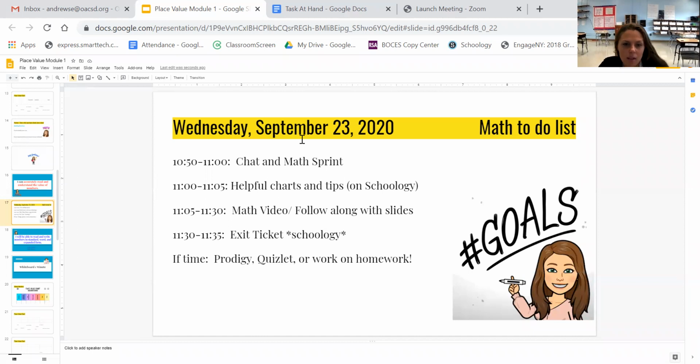And for math class today, I have our to-do list up. We're just going to start with a math sprint. On Wednesdays and Thursdays, we do fluency practice, and I'll show you how to do that through Notability. I'm going to show you some helpful charts.